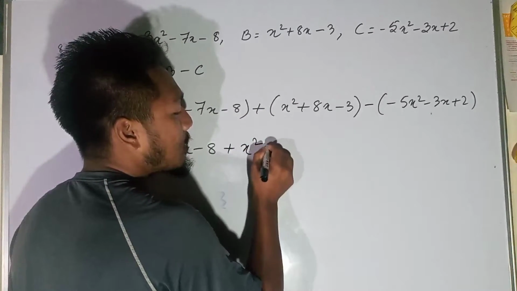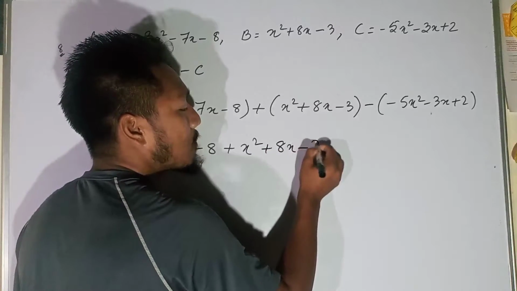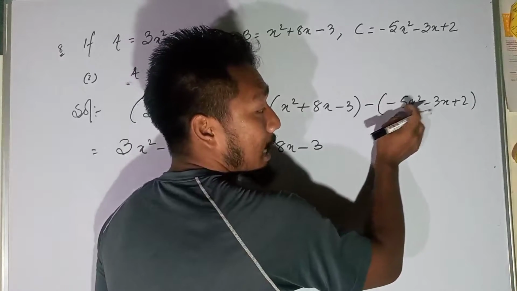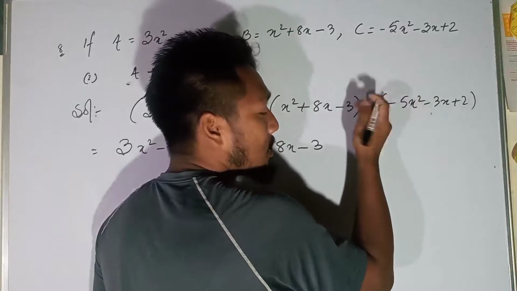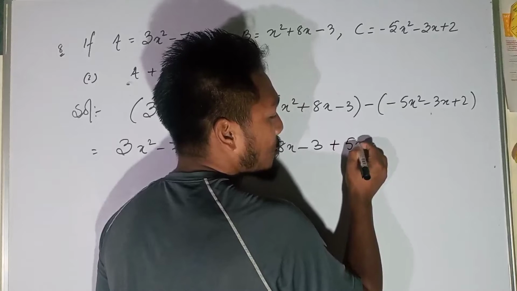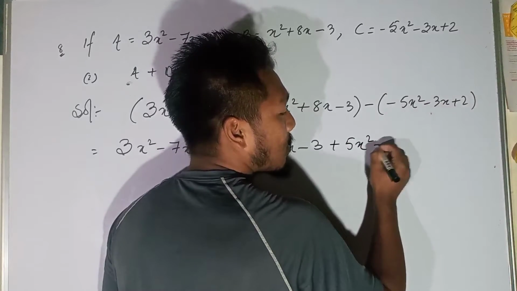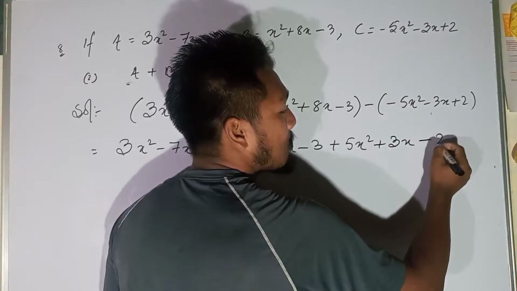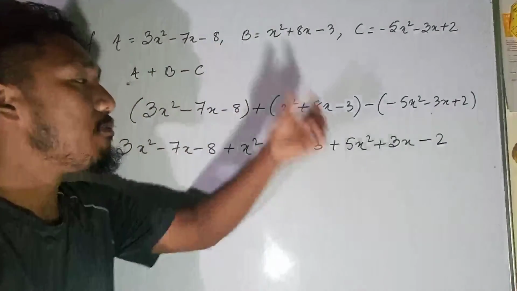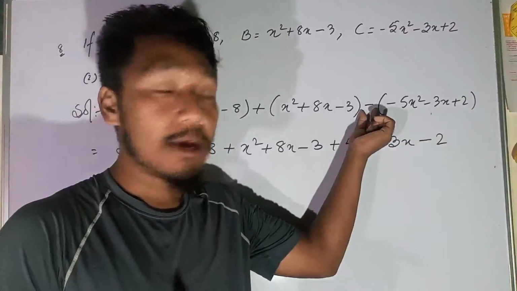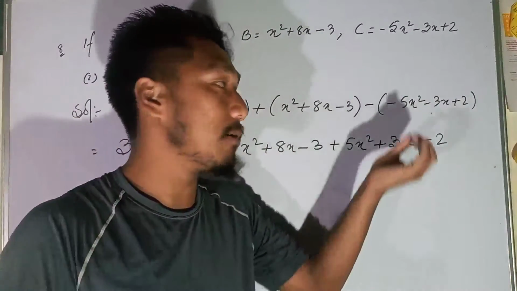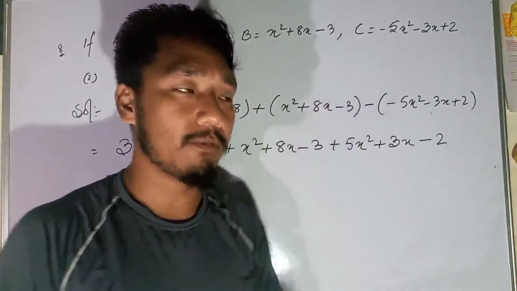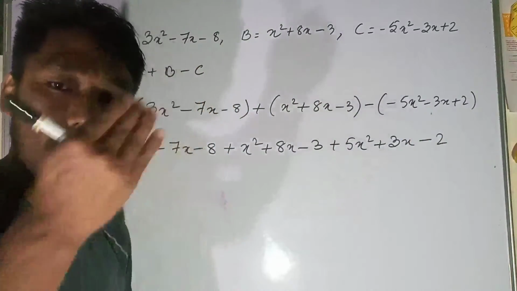In front of this we have a plus sign, that means we write it the same inside. The sign which is here will not change. But here we have a minus sign, so whatever the sign is inside, it will change. If minus is there, you have to write plus 5x squared. Then if minus is there, you have to write plus 3x. If plus is there, you will write minus 2. What do you understand from here? If a minus sign is there outside the bracket, when you open up the bracket, whatever the sign is inside the bracket, it will change, from minus to plus, plus to minus.